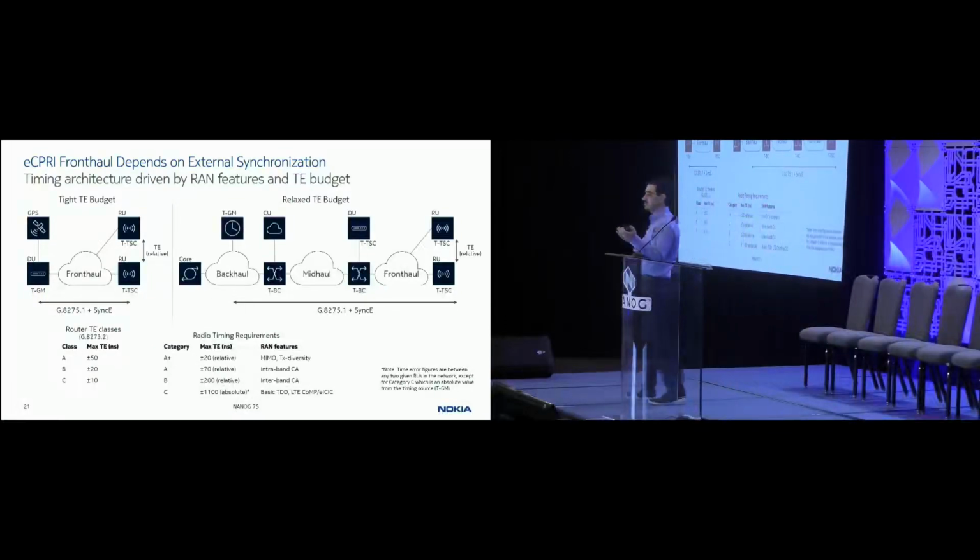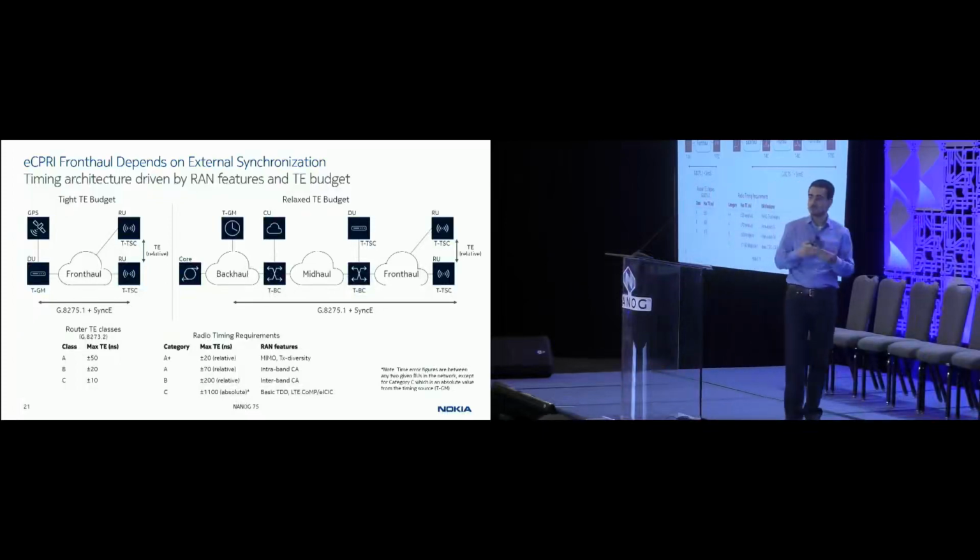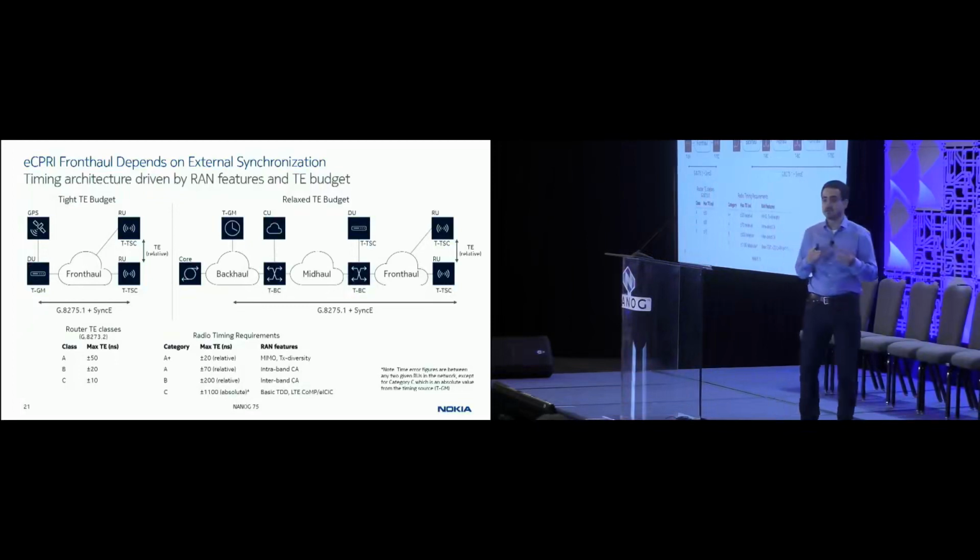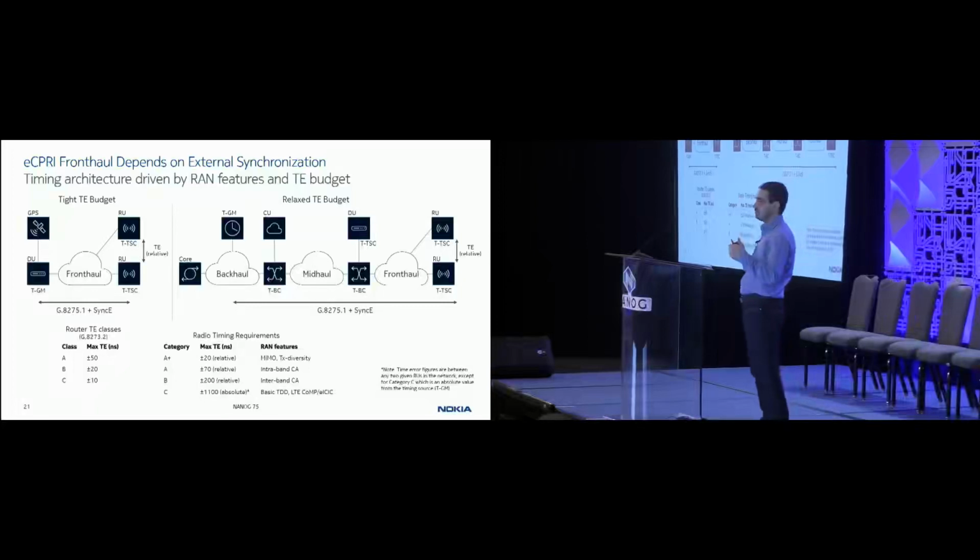There's something else that we need to consider because this timing signal is going to be traversing routers, right? And these routers will introduce some time error in the signal. Now, there are some classes specified by the G.8273.2 in terms of the maximum time error introduced by any given router.